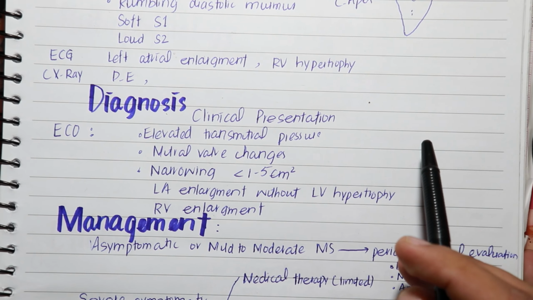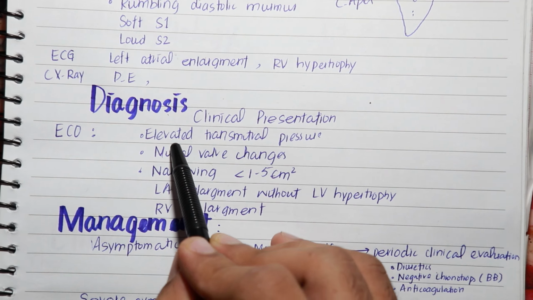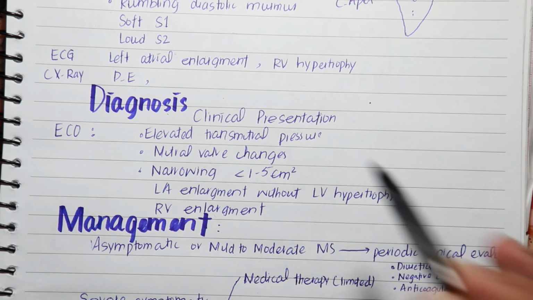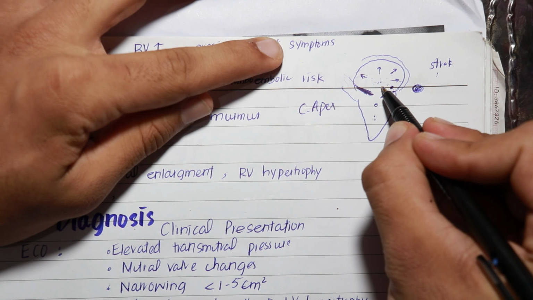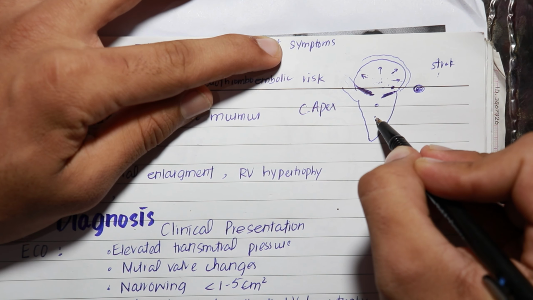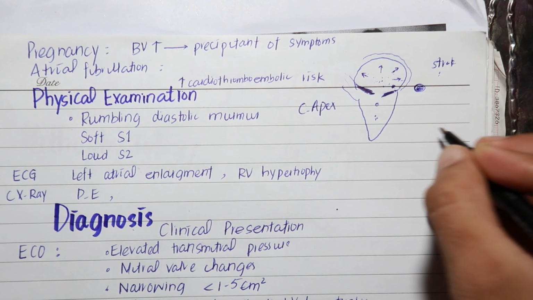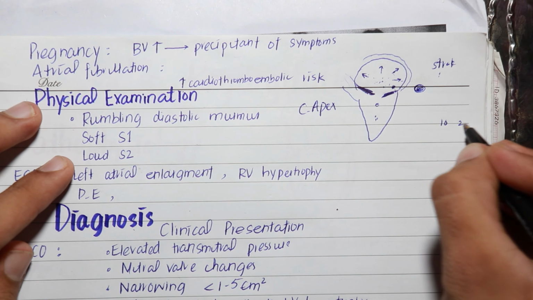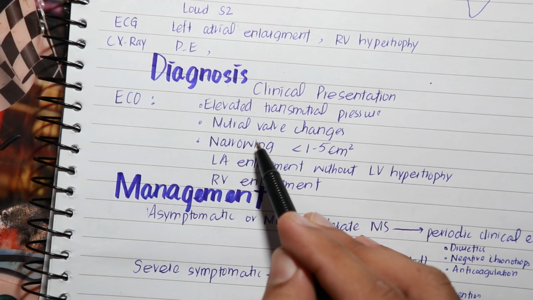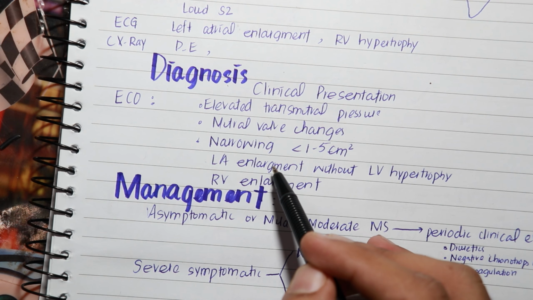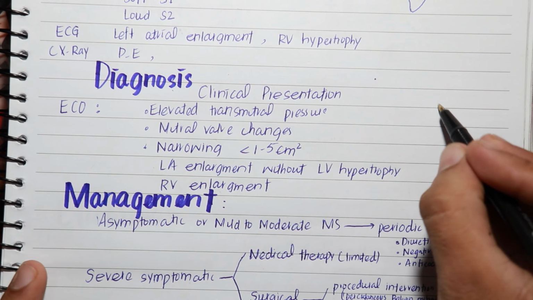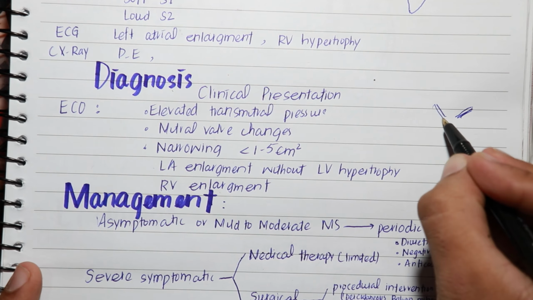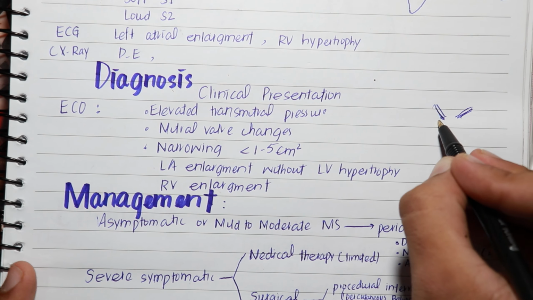On echocardiography you will find elevated transmitral pressure. The pressure across the mitral valve is more. Here in the left atrium there is more pressure, and in the left ventricle less pressure. So normally suppose it is 10 and now it is elevated to 20, and the difference is more. So first you will find this. The second is mitral valve changes. You will find calcification and fibrosis, because this mitral valve is now thickened as well as calcified. So these changes you can also find.